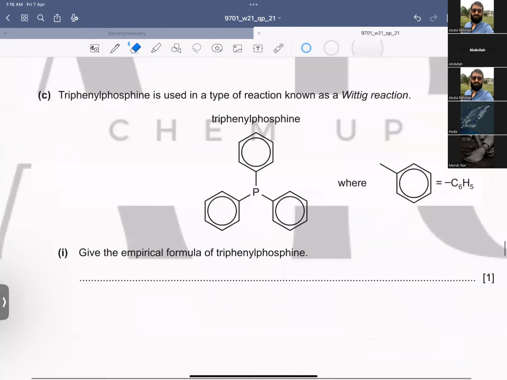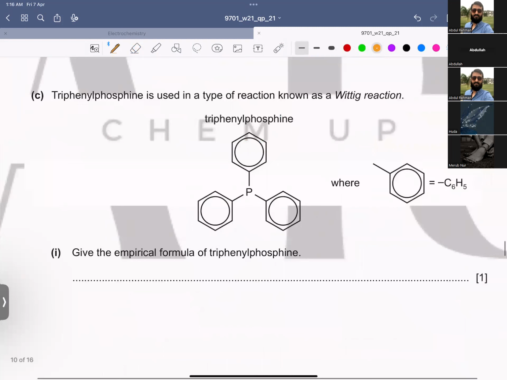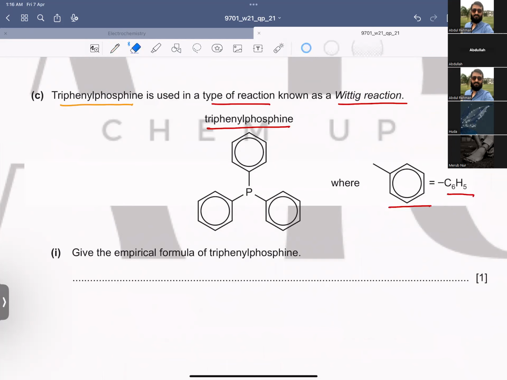Now, triphenylphosphine is used in a type of reaction known as Wittig reaction. So here you have a structure of triphenylphosphine, and they have shown you that this structure is basically C6H5 and this is the empty bond. Give the empirical formula of the triphenylphosphine.